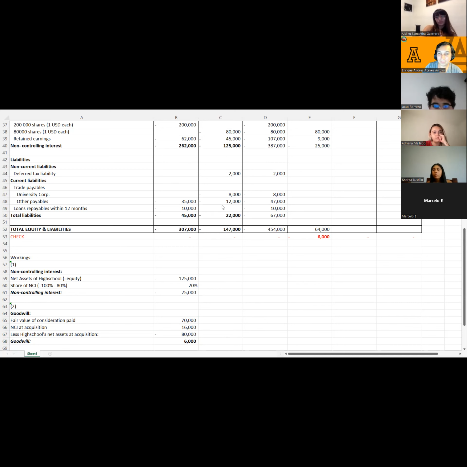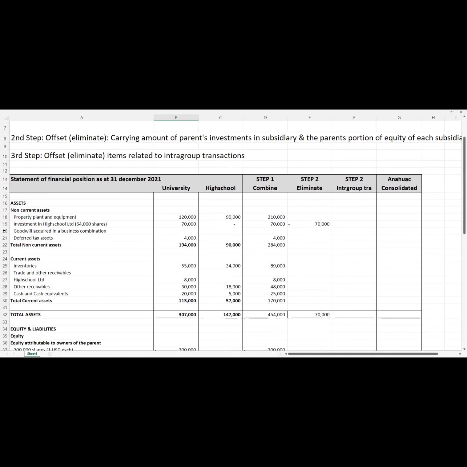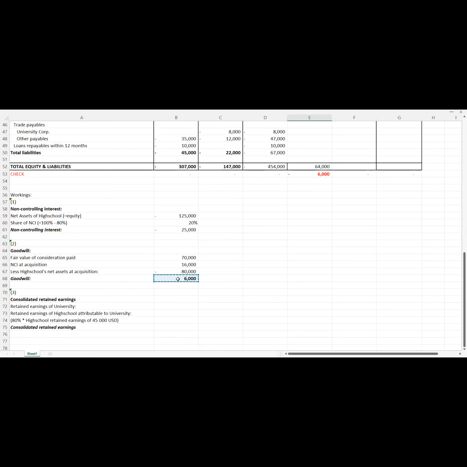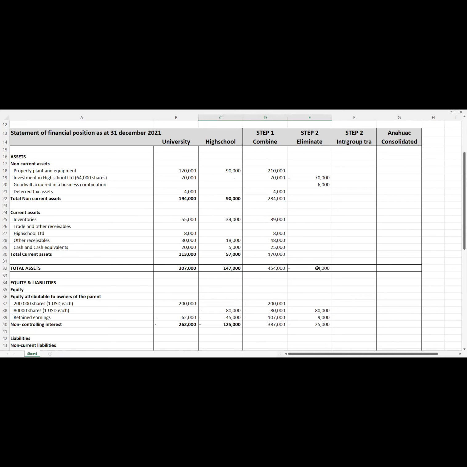Okay. So where are you going to register that? Goodwill acquired in a business combination. And what happens? Everything balances out. Okay, until there, guys?